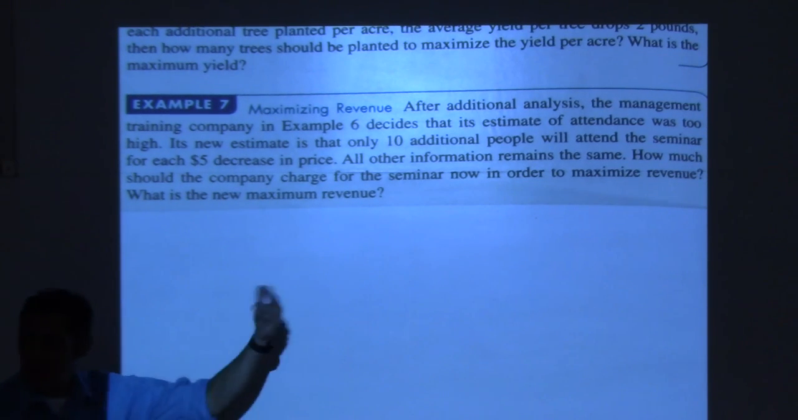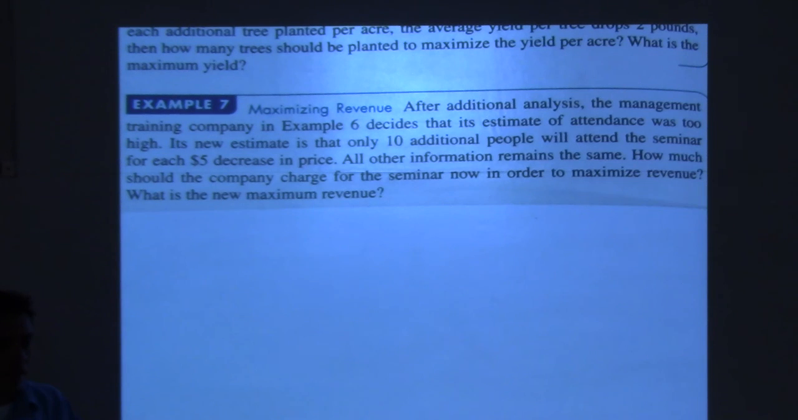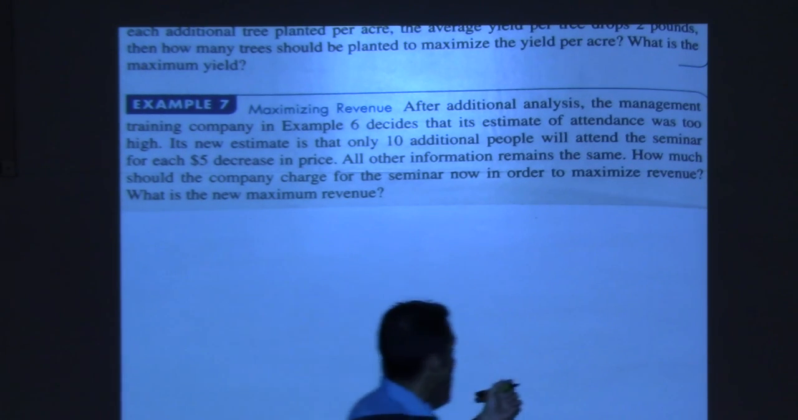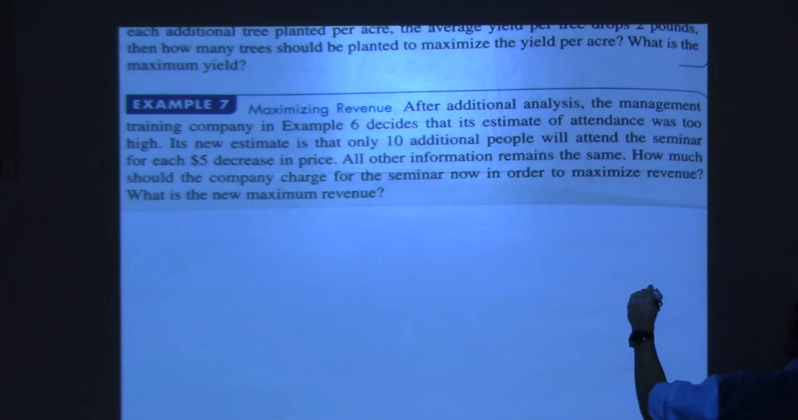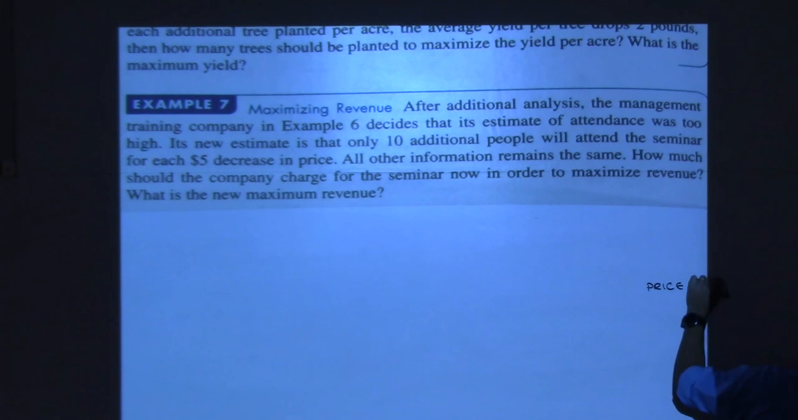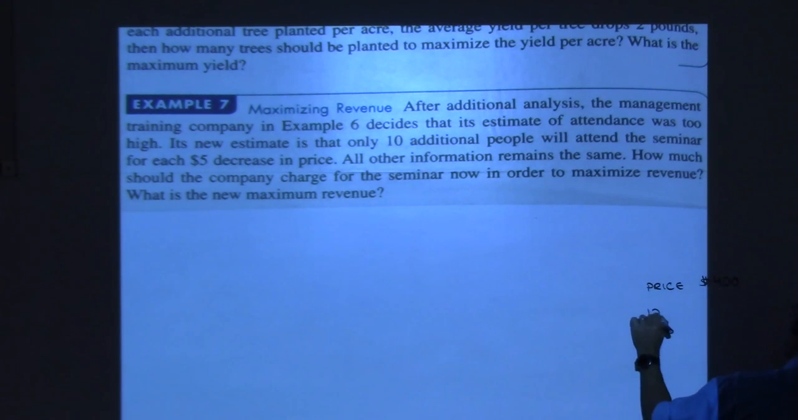So let me remind you what that original problem said. Do you remember what it said? Someone has it written down there. It was if the price was $400, 1,000 people would attend.